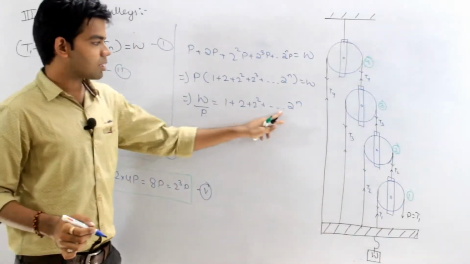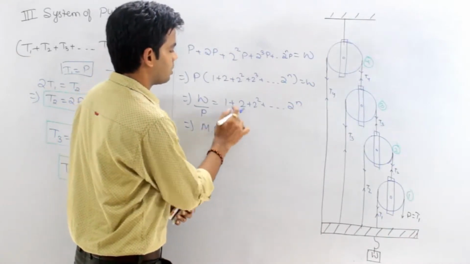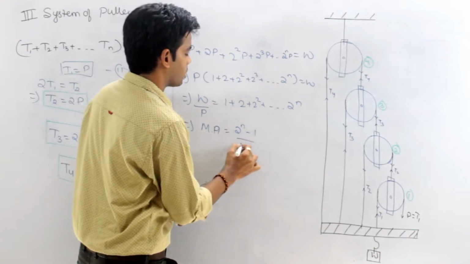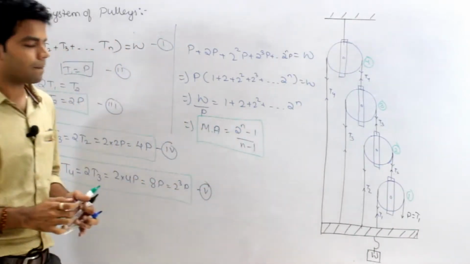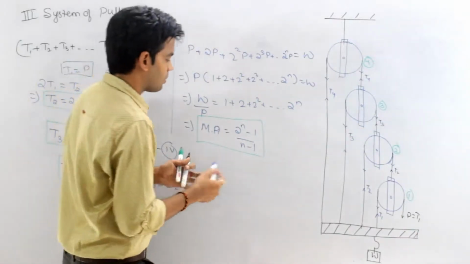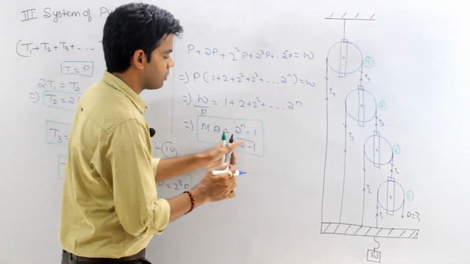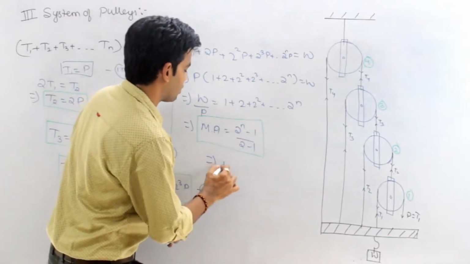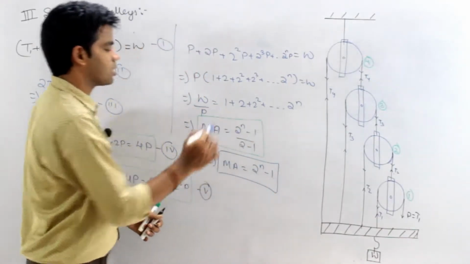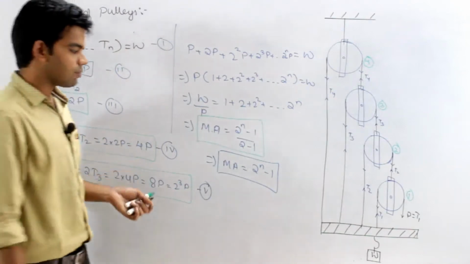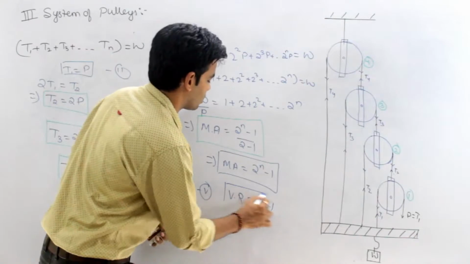Okay. So, what will be the summation of this? W by P is nothing but mechanical advantage. This will be equal to 2 raised to power n minus 1 upon 2 minus 1, as we all know. So, this mechanical advantage will be equal to 2 raised to power n minus 1. This is the mechanical advantage for this particular system. And as we are assuming the frictionless pulley, so velocity ratio will also be equal to 2 raised to power n minus 1. That is it.